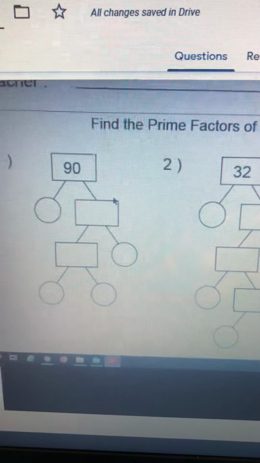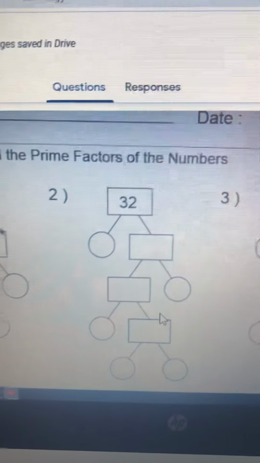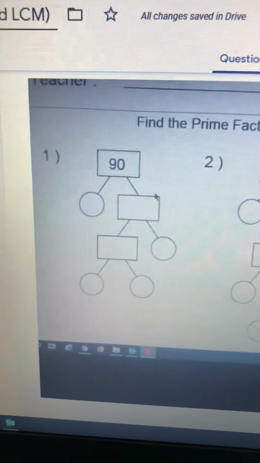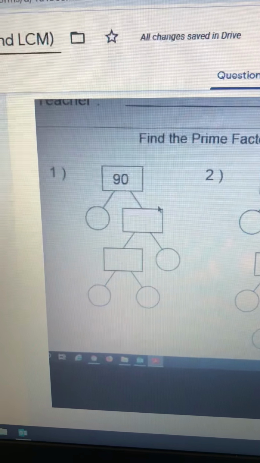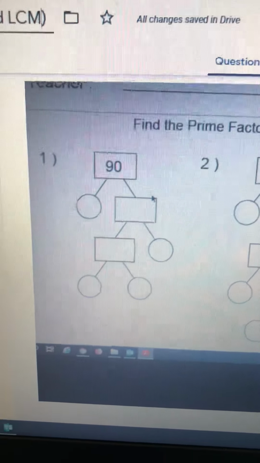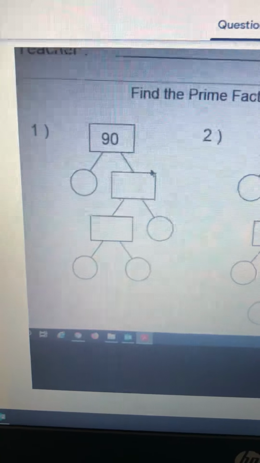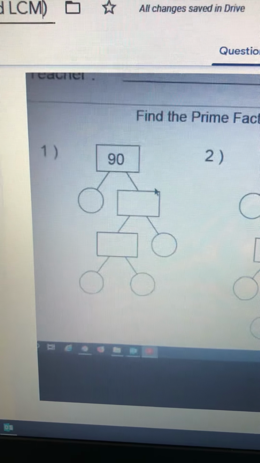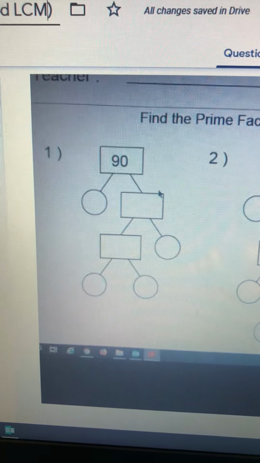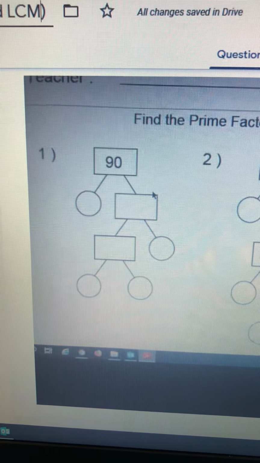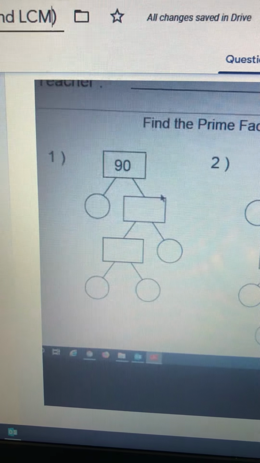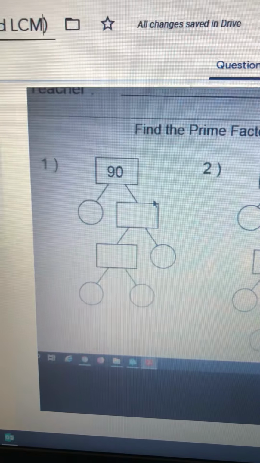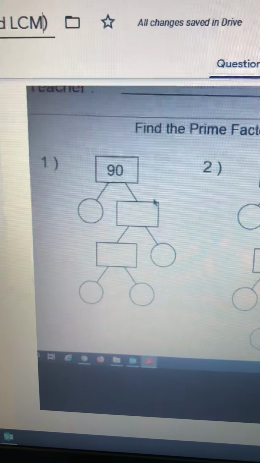It says find the prime factors of the numbers. When we find the prime factors, that means we find all the numbers that are prime. And prime is only the number and 1. It doesn't have any other numbers that can fit into it or that it is divisible by, except the number itself and 1.